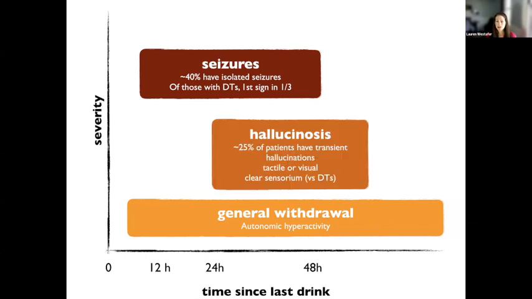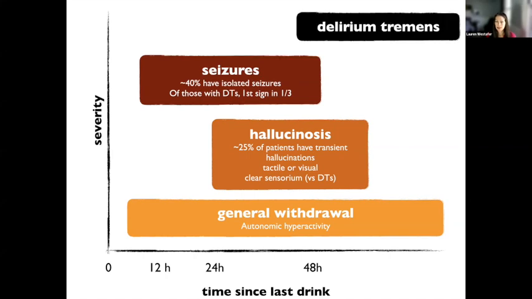And then the hallucinosis. People can have transient hallucinations. They can be tactile or visual. And oftentimes people have a clear sensorium. They'll just be hallucinating some. This is different from delirium tremens, in which they don't have that clear sensorium. Delirium tremens is the really dangerous thing, and that happens a little bit later. So first, general withdrawal. Seizures can happen pretty early on. It doesn't have to be a ways out. They can happen at 24, 48 hours.